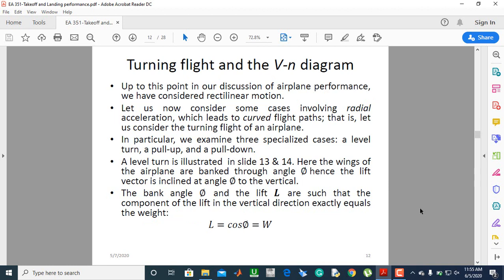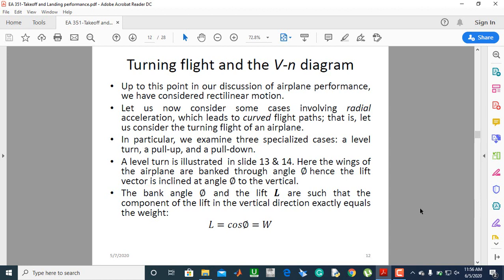Now let's look at another flight situation, which is turning flight in the VN diagram. So what we've discussed so far has been the linear motion, meaning it's flight on a straight path. But now let's look at flight that involves radial acceleration, which lead to curved flight path.